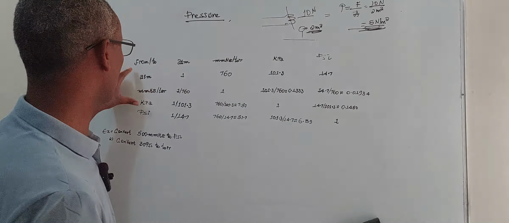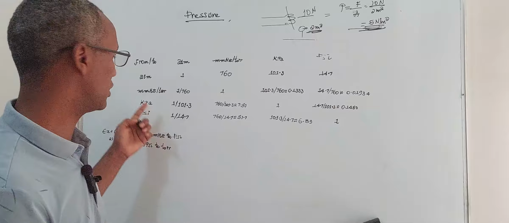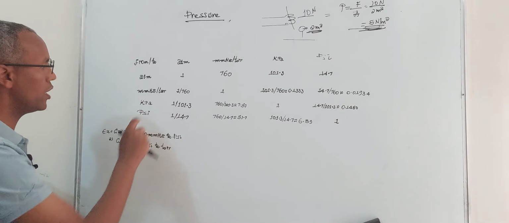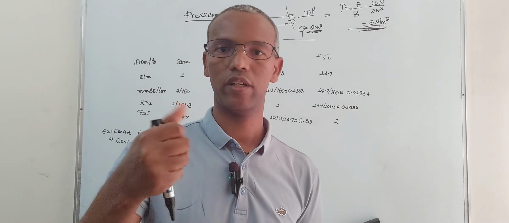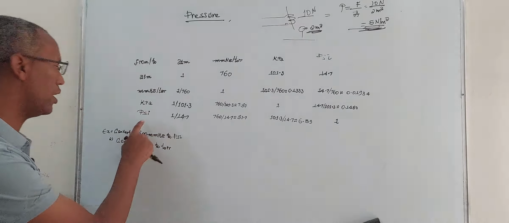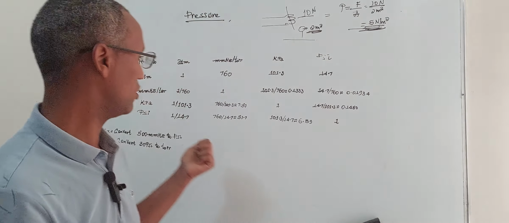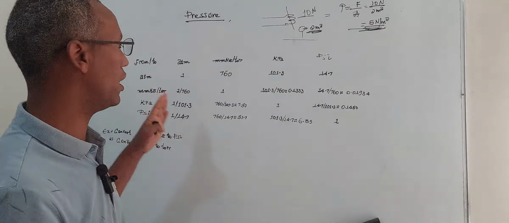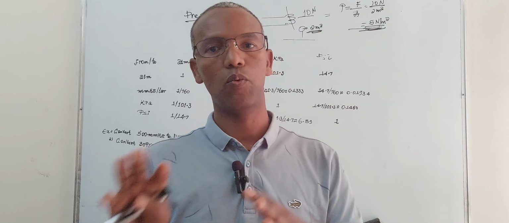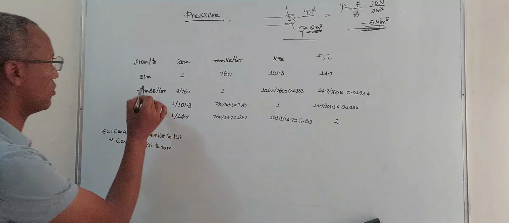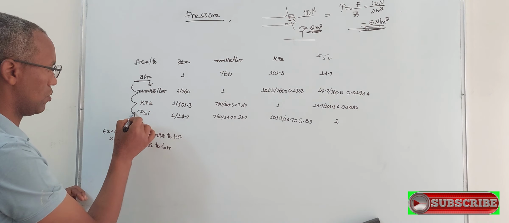So as you can see, there are a couple of units over here. There is atmosphere, millimeter mercury, as well as torr, kilopascal, as well as pound per square inch. That is how we can read this. And then the relationship, I just wanted to share with you the relationship between one unit and the other.